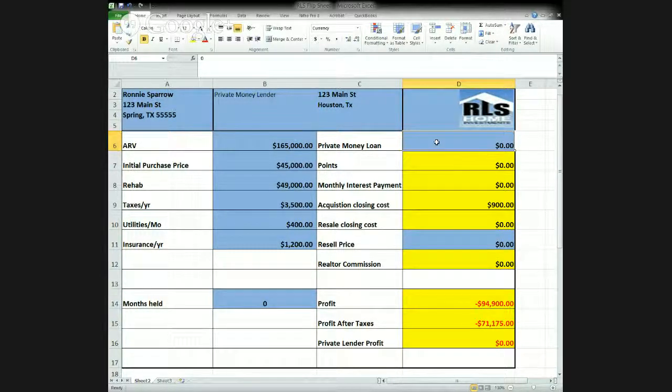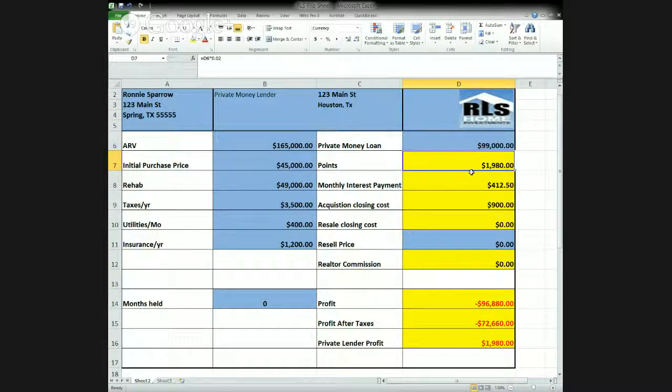Well, you need 45 to buy it and 49 to rehab. So what is that? 45 and 45 is 90. So $99,000. $99,000 is what you need to get this deal. Now, if you notice, when you hit enter, the other cells populated.